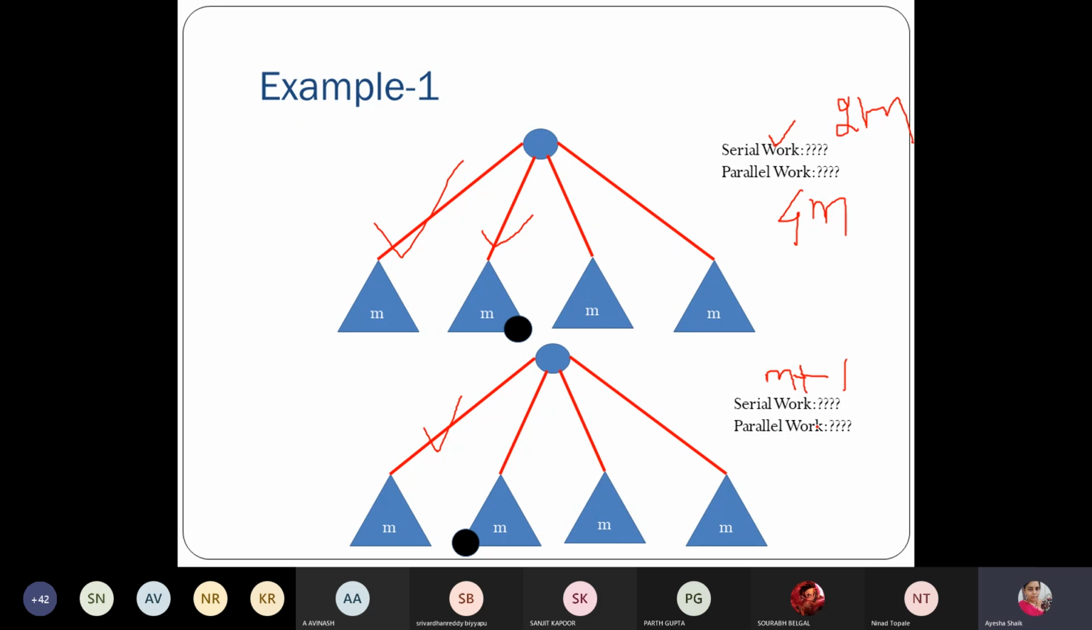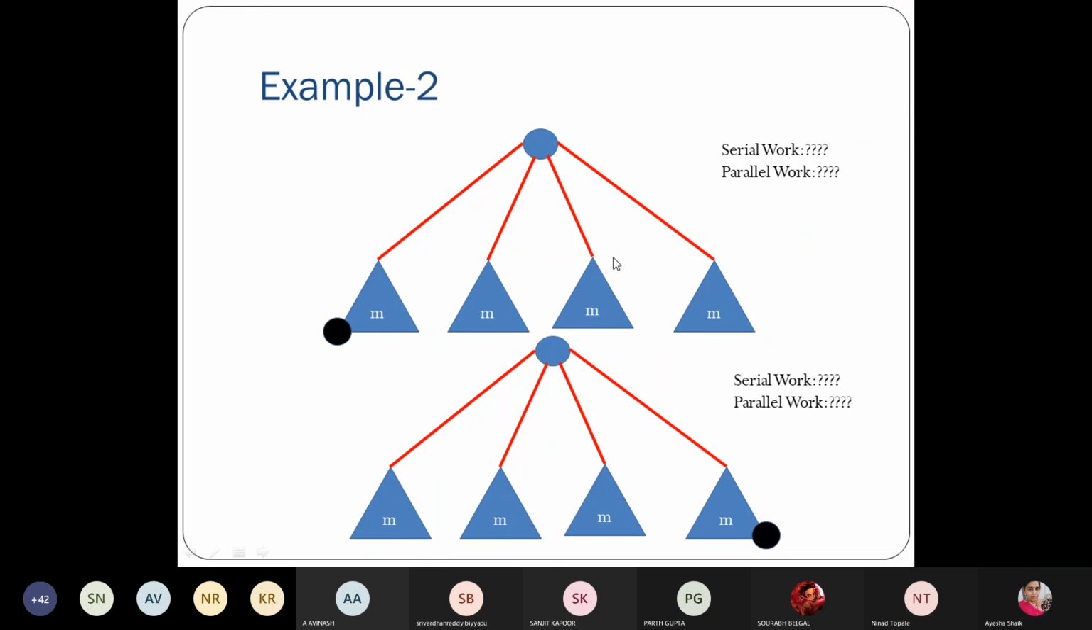Then coming to the parallel work, all tasks are running in parallel, and here we are getting the solution in the beginning itself. So the parallel work will be 1. Like this we can get the serial work and parallel work. Now someone tell me, what will be the serial work and parallel work for this decomposition? What will be the serial work for this?